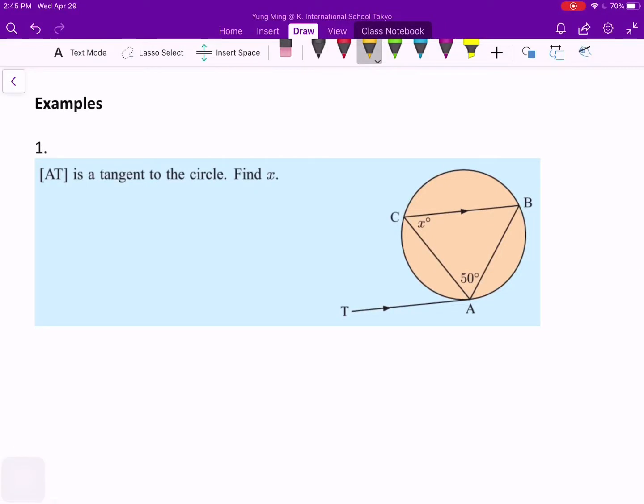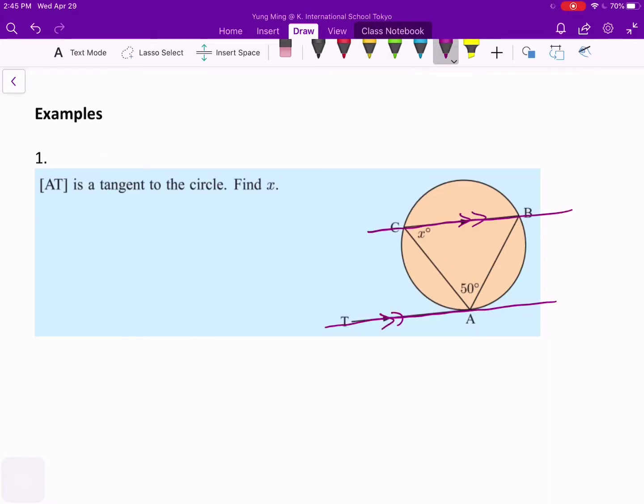So let's work on a few examples. The first one, we are going to find x, knowing the fact that CB and TA are parallel lines. Let's mark that down. If you have parallel lines, you will realize that this angle and this angle are the same because of the property of alternate angles. So the first thing we will claim is that CAT equals BCA equals x.